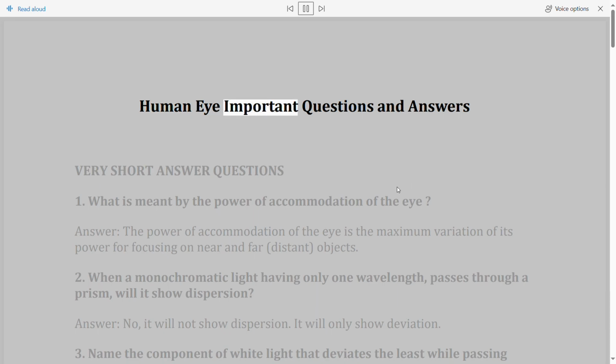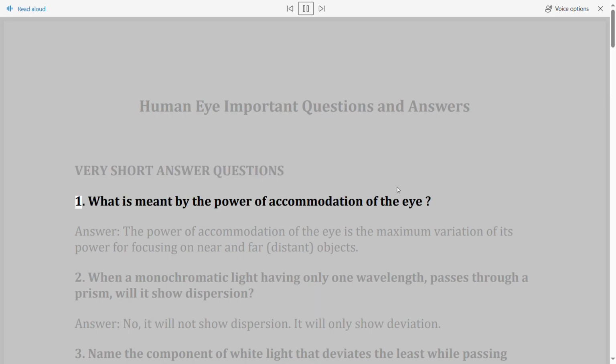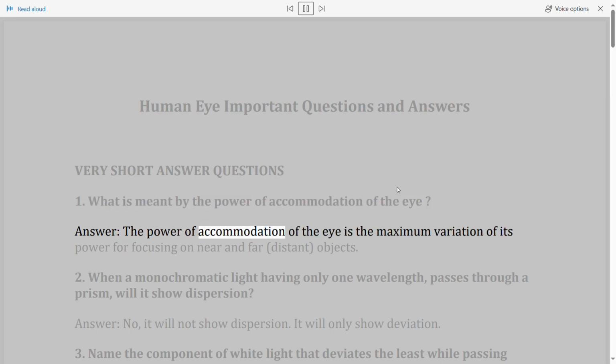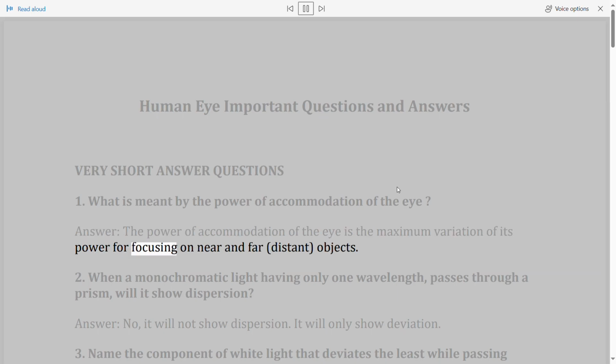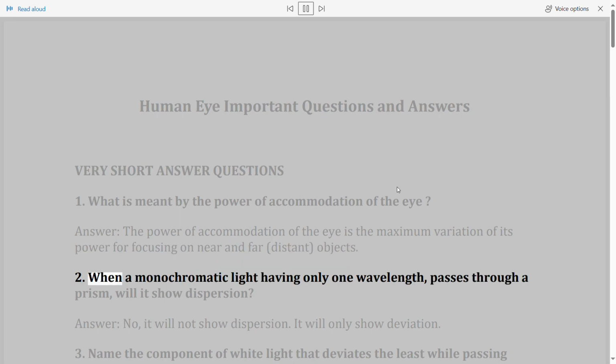Human eye important questions and answers. Very short answer questions. 1. What is meant by the power of accommodation of the eye? Answer. The power of accommodation of the eye is the maximum variation of its power for focusing on near and far, distant objects. 2. When a monochromatic light having only one wavelength passes through a prism, will it show dispersion?